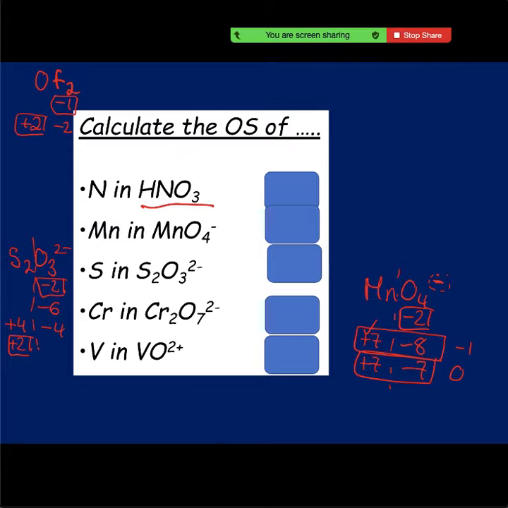So we have a look at the Cr2O7, 2 minus. So oxygen again, minus 2. I have 7 of them, minus 14. I have to have 2 left over, negative 12. Which means this side must be positive 12 in total, and because I have 2 chromates, positive 6.